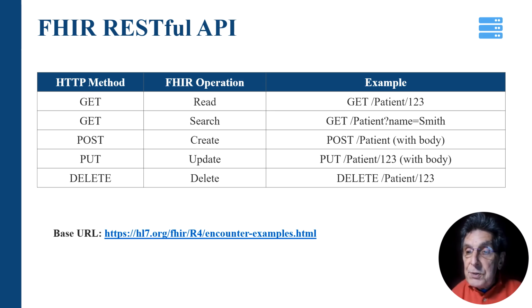POST creates new resources. POST patient with a patient resource in the body creates a new patient. PUT updates existing resources. PUT patient 123 with an updated patient resource replaces the existing patient. And DELETE removes resources. DELETE patient 123 would delete that patient, though most healthcare systems restrict delete operations for obvious reasons. So the base URL might be something like https://fhir.hospital.org/R4, and then you add the resource type and any parameters. This is standard HTTP.